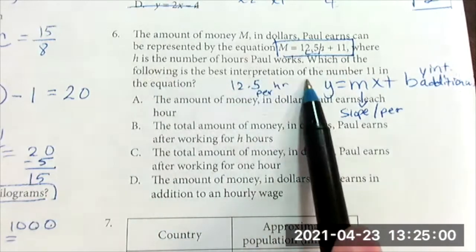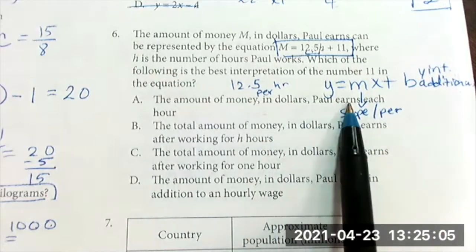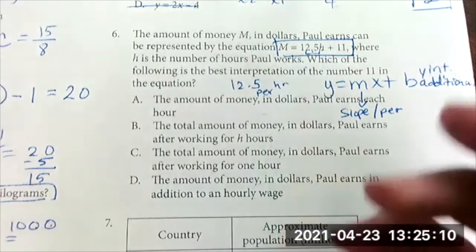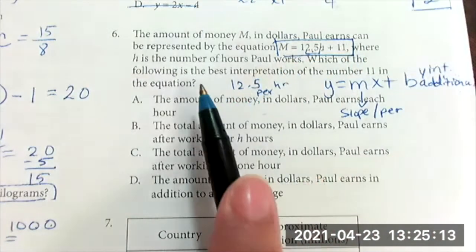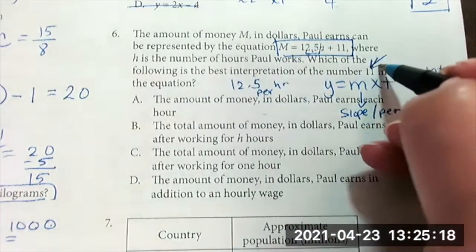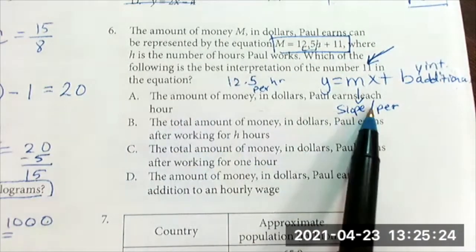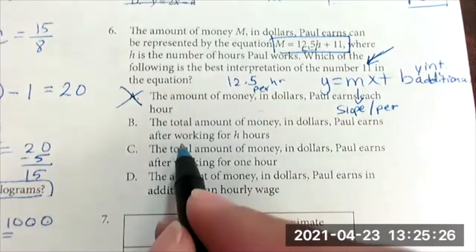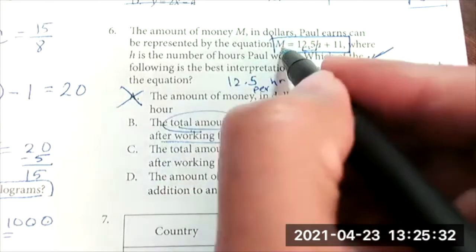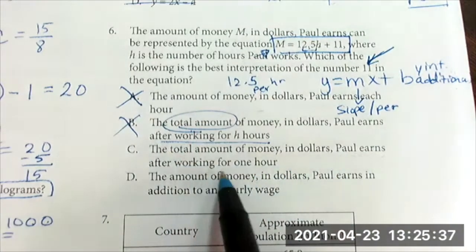Which of the following is the best interpretation of 11 in the equation? It says the amount of money in dollars Paul earns each hour, and that's this. $12.50 is each hour. Which of the following is the best interpretation of the number 11? And that's your additional. The only one that I see that has an additional here. This one says each, that one's out. This one says after working each hours, this is a total. And actually the total is your money. So that one's out. The total amount in dollars Paul earns for 1 hour, no.